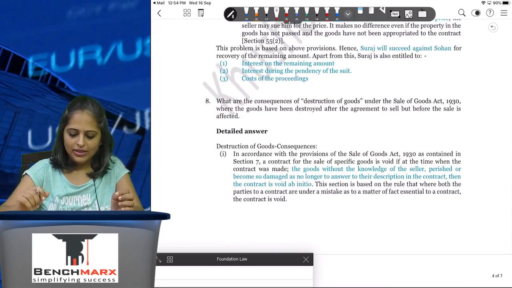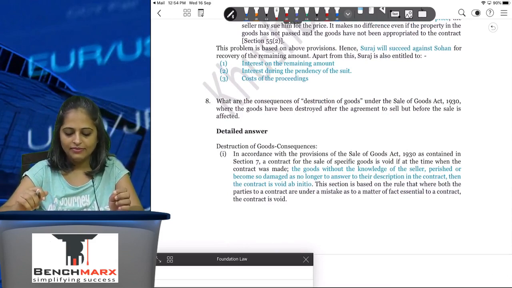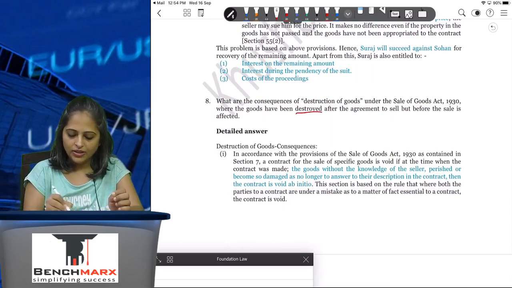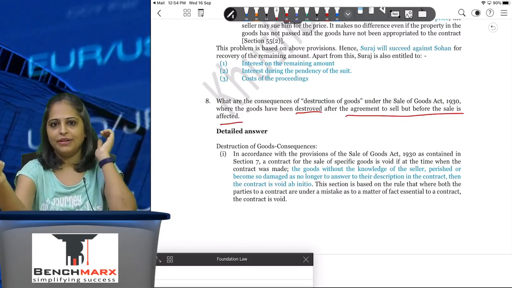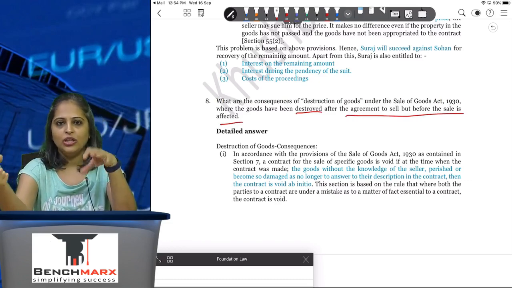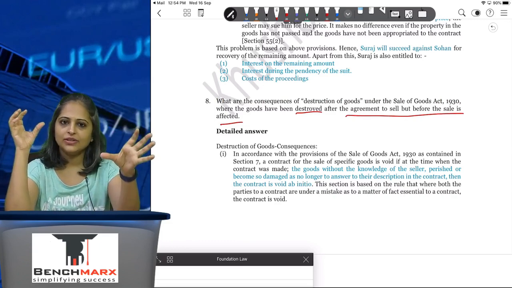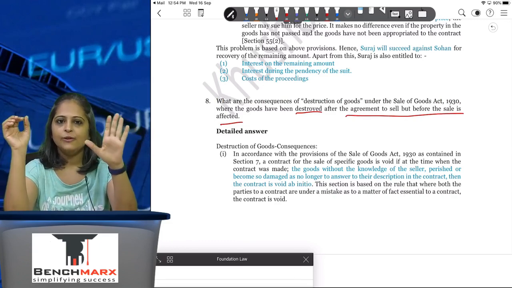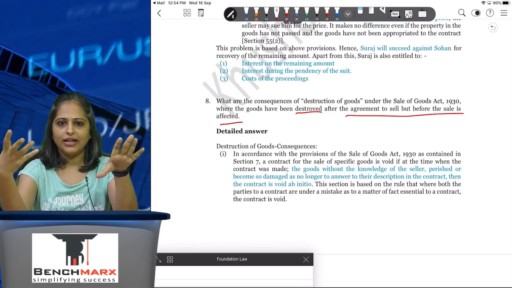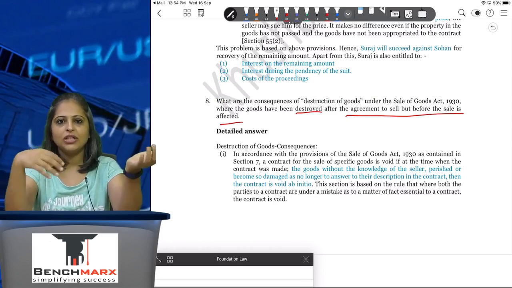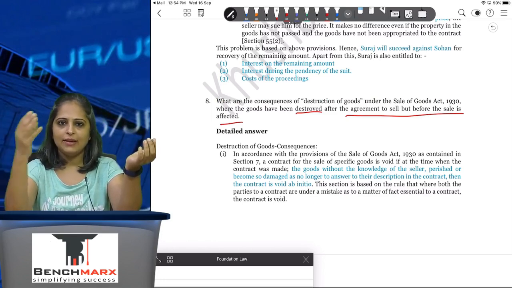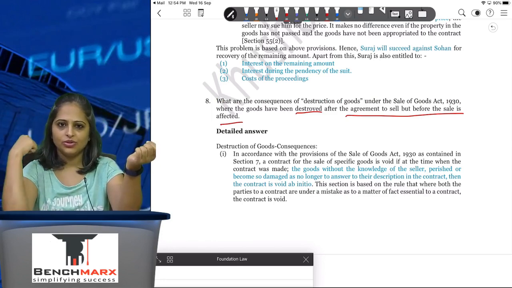What are the consequences of destruction of goods under the Sale of Goods Act where the goods have been destroyed after the agreement to sell but before the sale is effected? So here the agreement to sell has happened but the goods are actually not sold. So there are two things, one is unascertained goods and one is ascertained goods. If it is unascertained goods, then nothing can be done because the entire lot has been sold, is damaged, and agreement to sell has happened, so the seller will have to give the goods to the buyer.